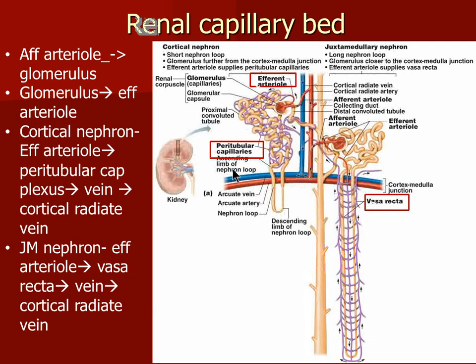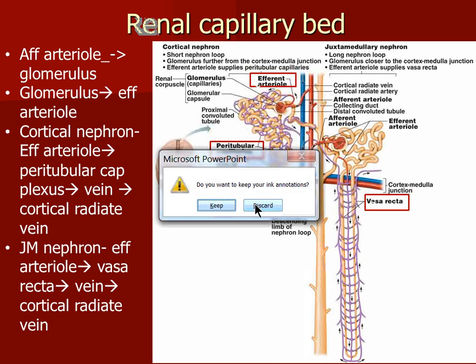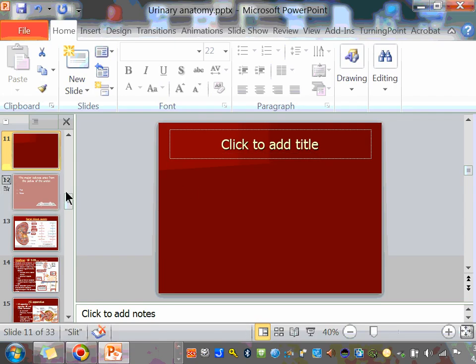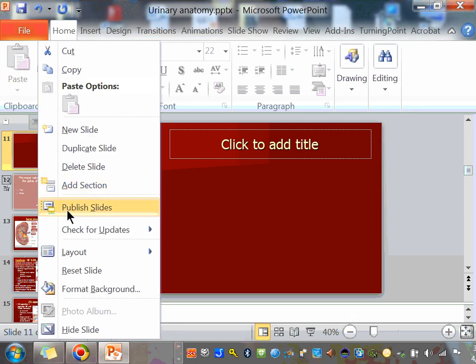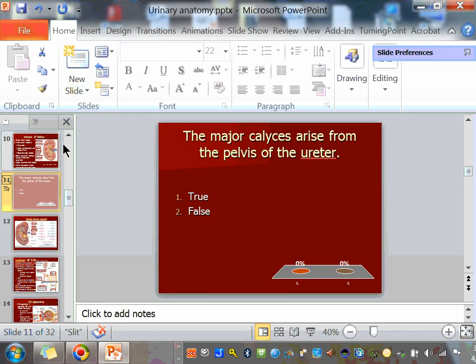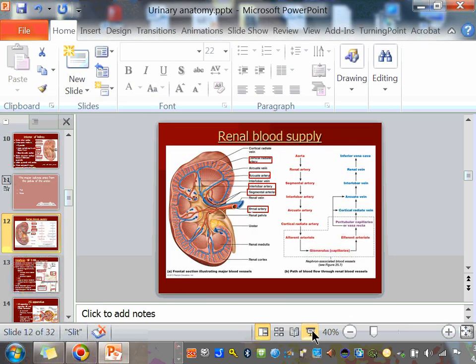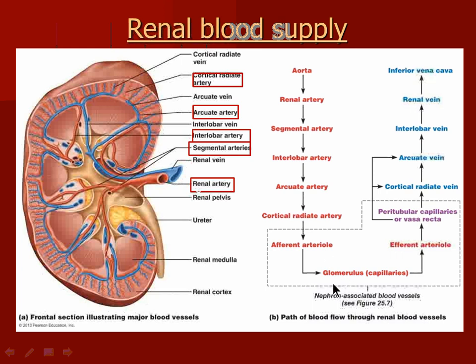Now let's go back a little bit to the renal capillary bed, and for this I want to show you this slide. So you remember we did till this part. So we had the arcuate artery forming the cortical radiate artery or interlobular, which gave off the afferent arteriole. The afferent arteriole forms the glomerulus. And exiting from the glomerulus was the efferent arteriole.